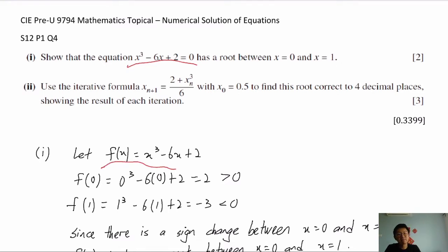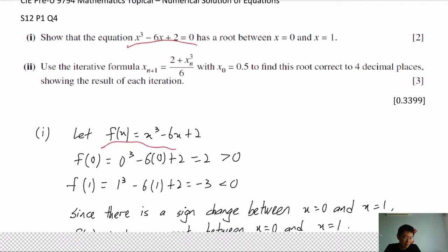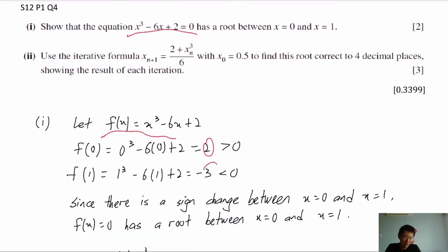And next, we will substitute the two values, so we have 0 and 1. Substitute the values into our f(x) and show that we have two values. The two values should be in opposite sign. But with this, it is not enough.